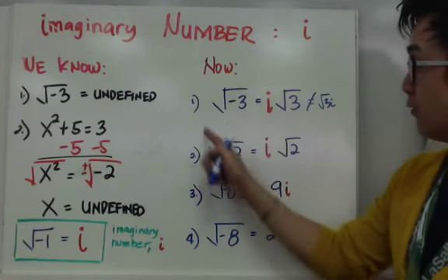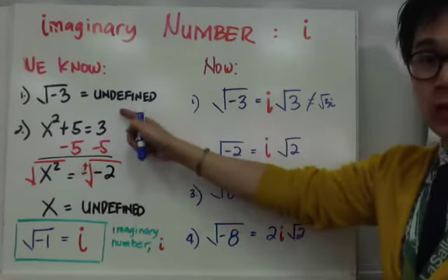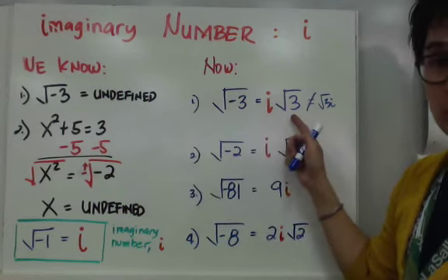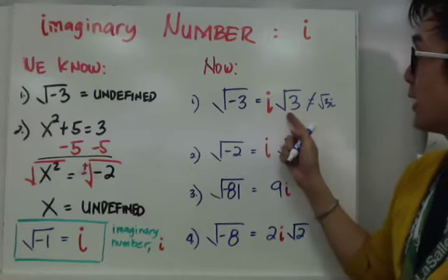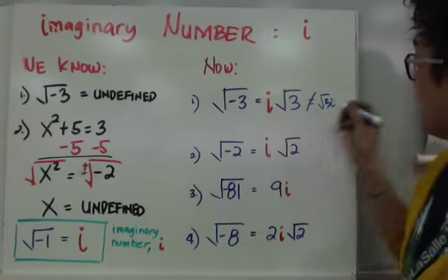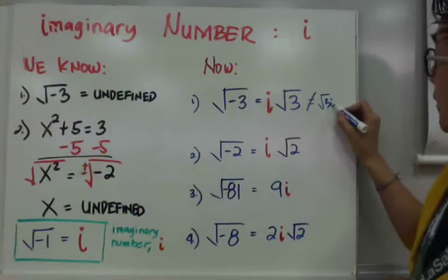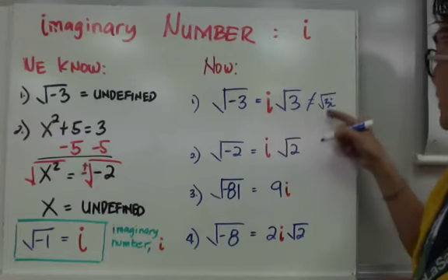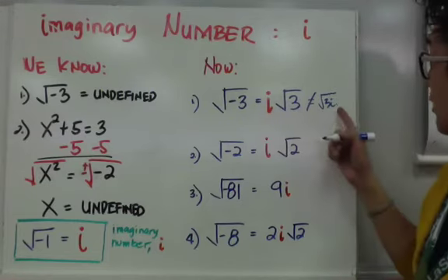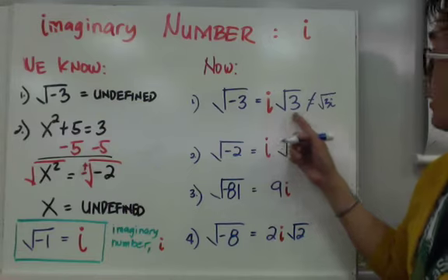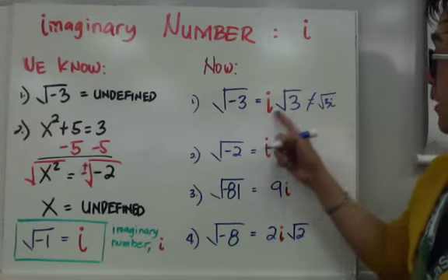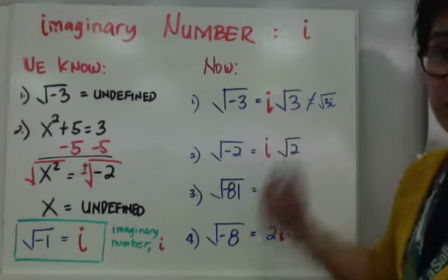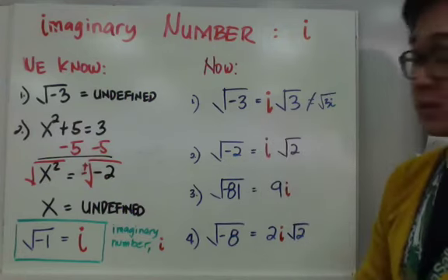So for example, for number 1, square root of negative 3 is no longer undefined. Square root of negative 3 is i square root of 3. Now, notice that I'm always writing my i outside the radical. The reason is that sometimes people mistake it as square root of 3i, and square root of 3i is not the same as i square root of 3. So to avoid this error, write all your i's outside the radical whenever you're working with a radical and a number that cannot be simplified.